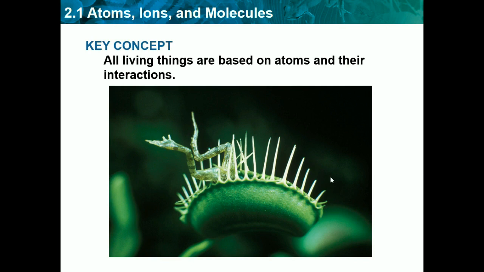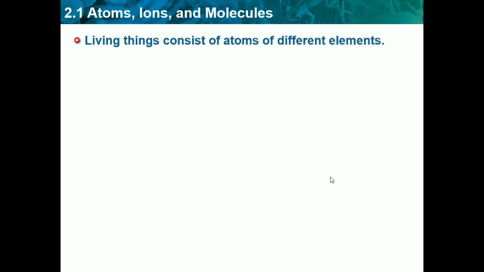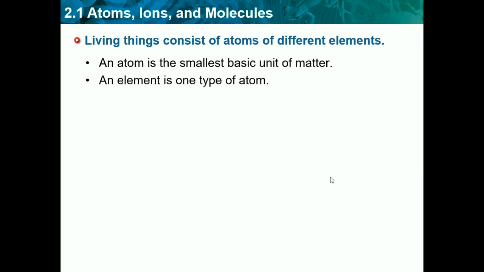So they're making a pretty big statement here saying all living things are based on atoms, which are really, really small. They're considered the building block of life. Living things consist of atoms of different elements. So an atom is the smallest basic unit of matter or life. An element is one type of atom.